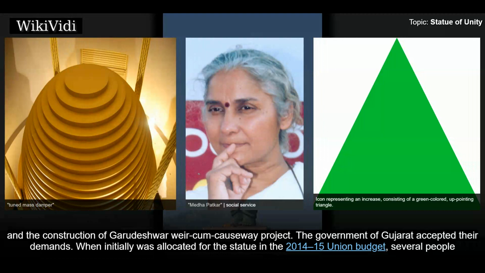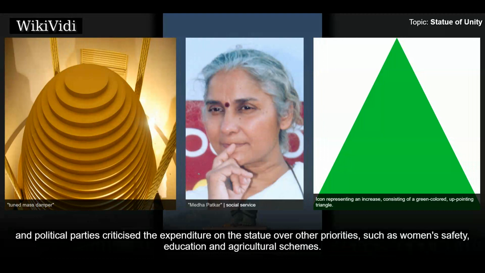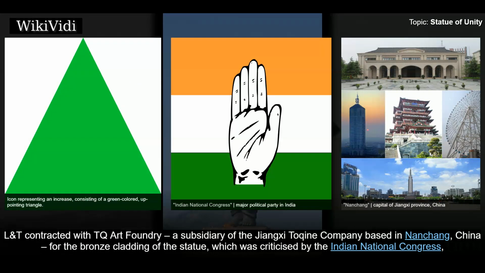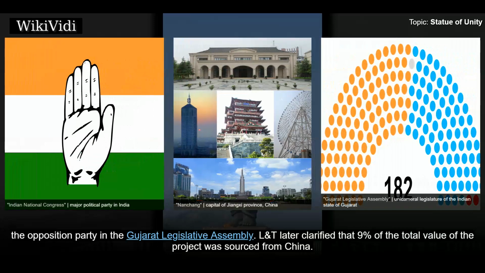When initially 2,989 crore was allocated for the statue in the 2014-15 union budget, several people and political parties criticized the expenditure on the statue over other priorities, such as women's safety, education and agricultural schemes. L&T contracted with TQ Art Foundry, a subsidiary of the Jiangxi Tongqing Company based in Nanchang, China, for the bronze cladding of the statue, which was criticized by the Indian National Congress, the opposition party in the Gujarat Legislative Assembly. L&T later clarified that 9% of the total value of the project was sourced from China.